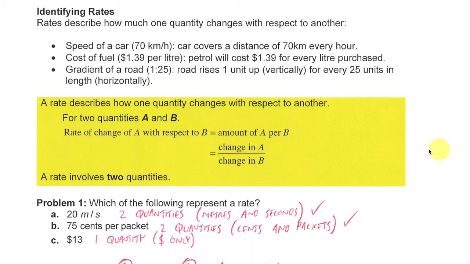So rate of change, we're looking at the change of one quantity over the change of another. And here I'm referring to them as quantities A and B. So the rate of change of A with respect to B, the amount of A per B. So it's a change in A over the change in B.